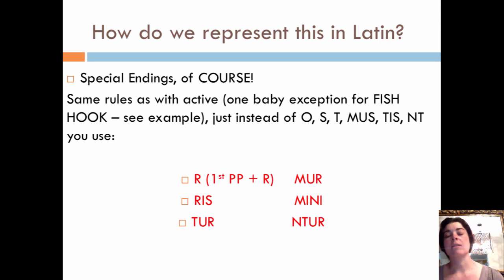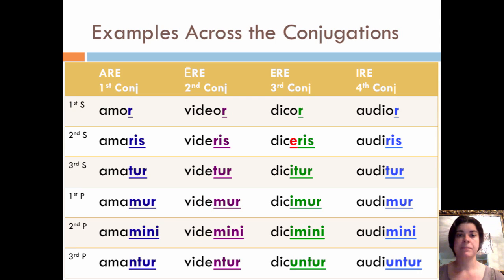So the next slide is going to show you an example across all four conjugations. This would be very, very important to write down, okay? So take a look at these examples across the conjugations. We have amare, which is the first conjugation verb. We have videre, which is a second conjugation verb.